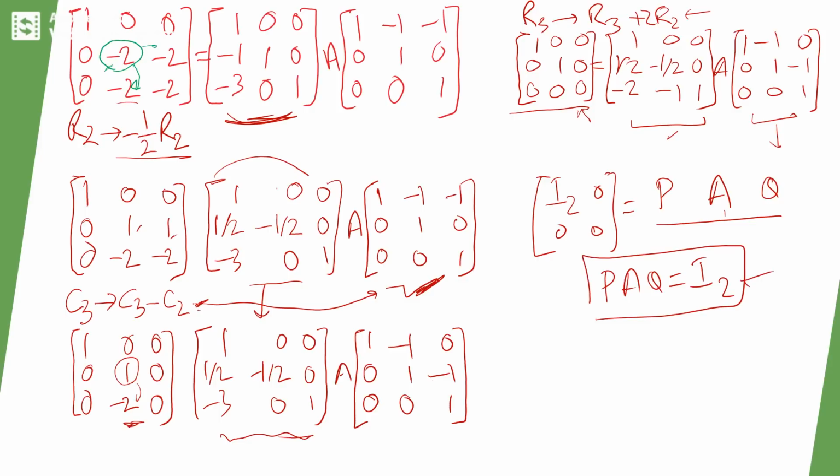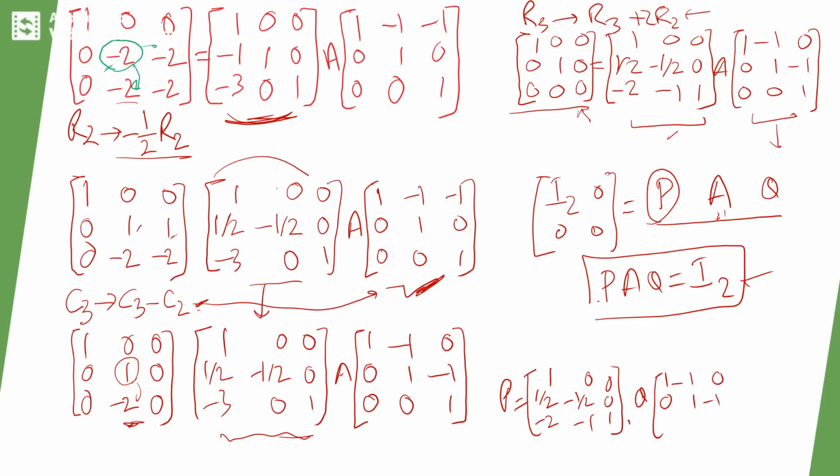2. And matrix A is reduced into the two non-singular matrix, that is P, which is 1, 1 by 2, minus 2, 0, minus 1 by 2, minus 1, 0, 0, 1. And another matrix, that is Q, which is 1, minus 1, 0, 0, 1, minus 1, 0, 0, 1. So these are two non-singular matrix.